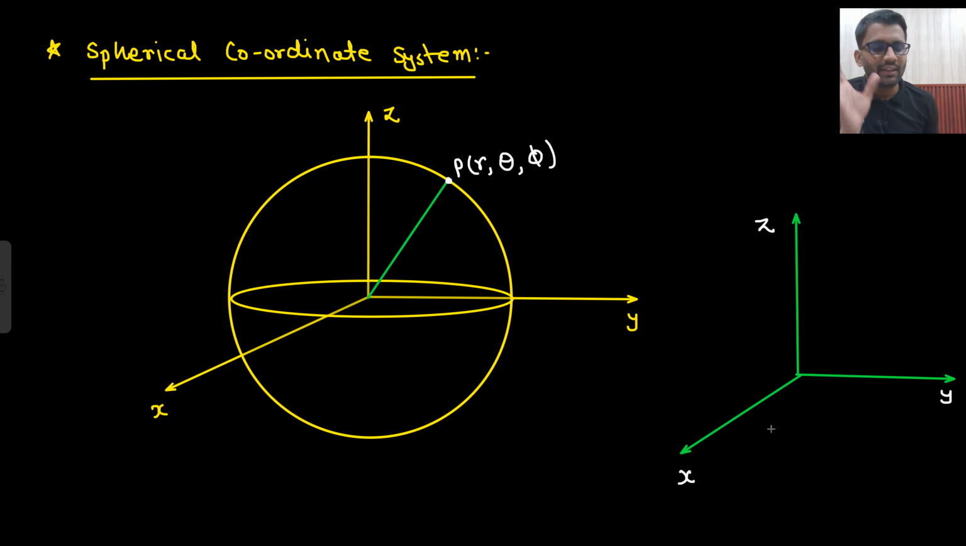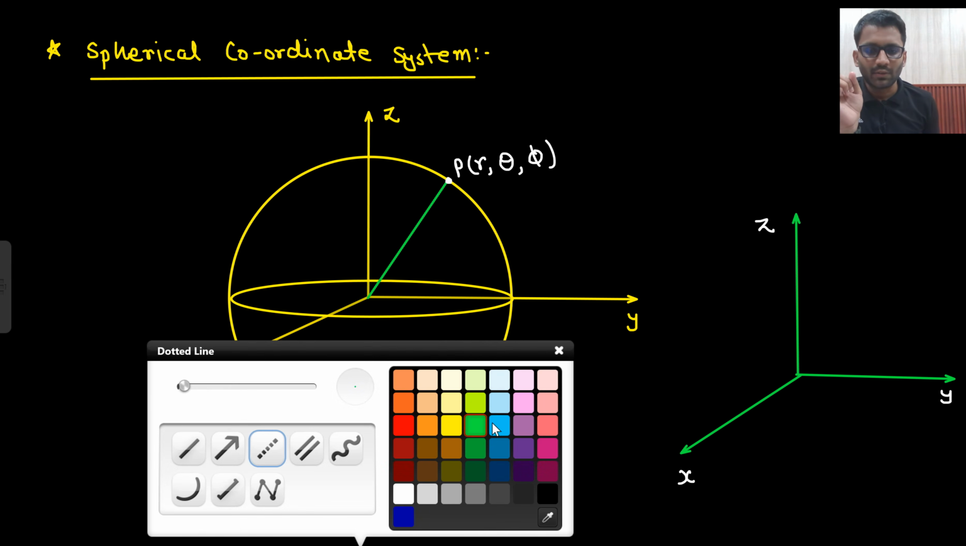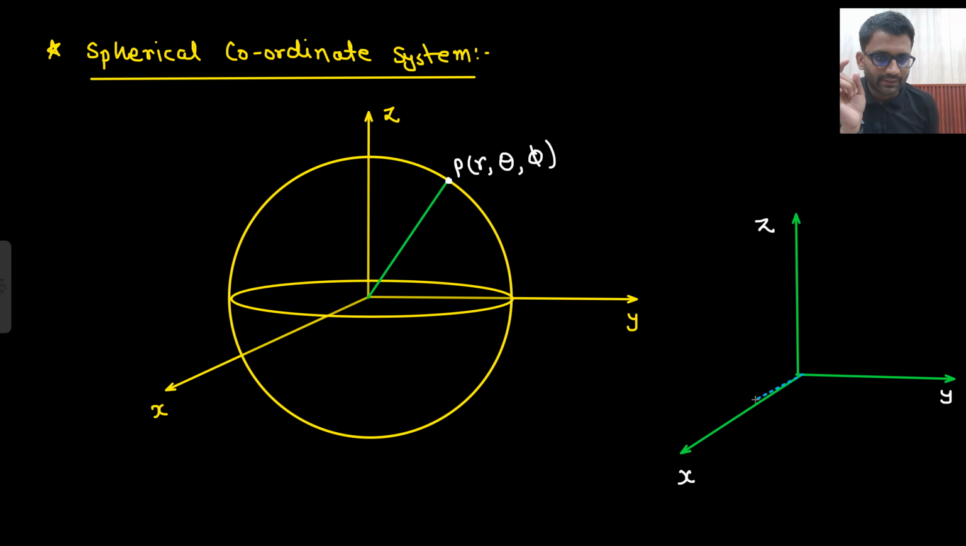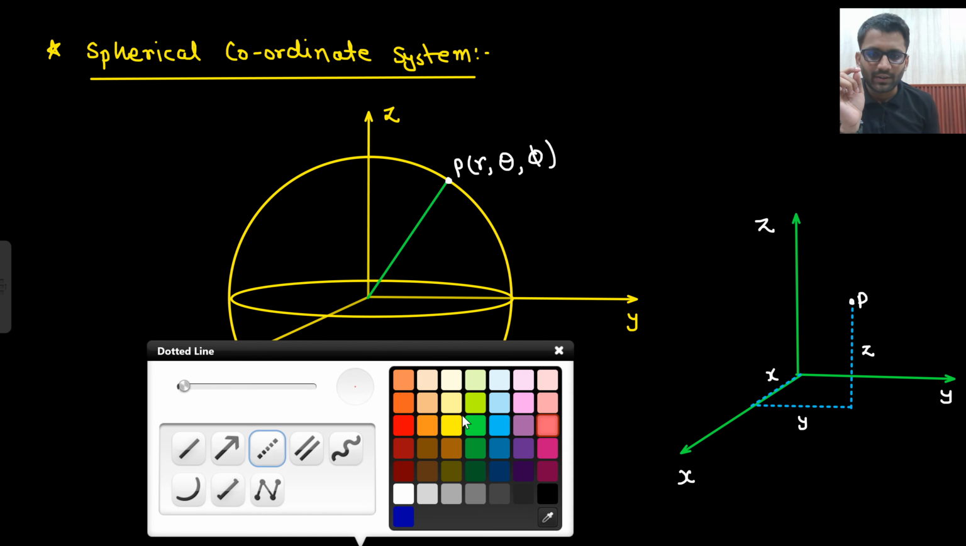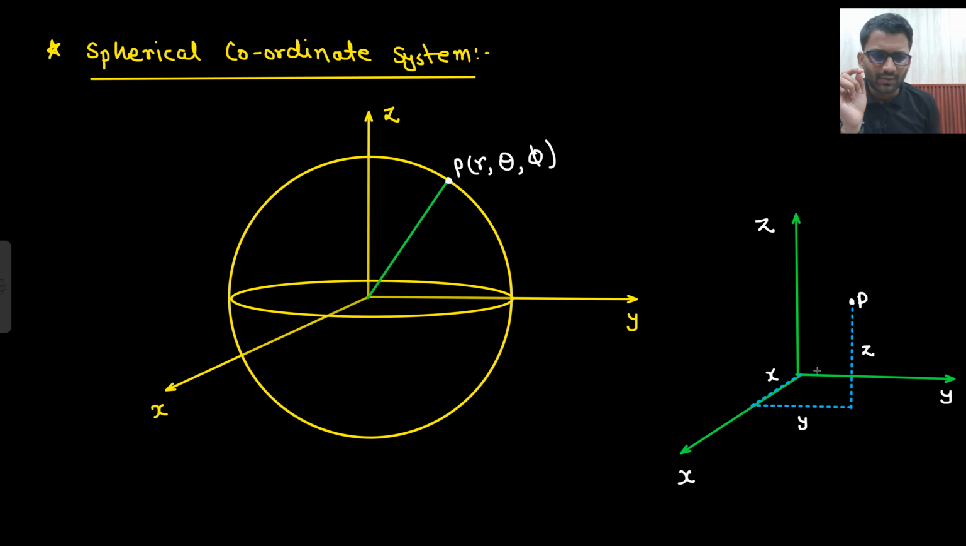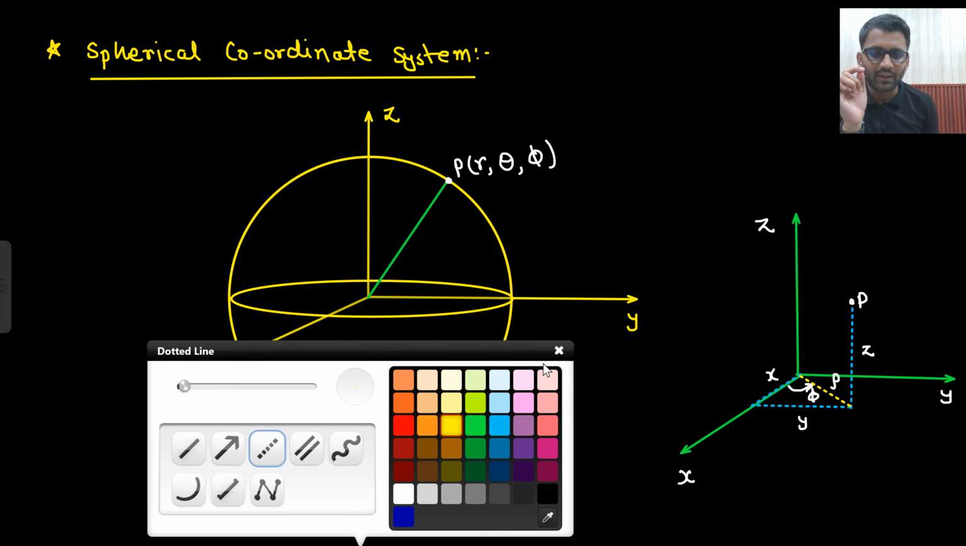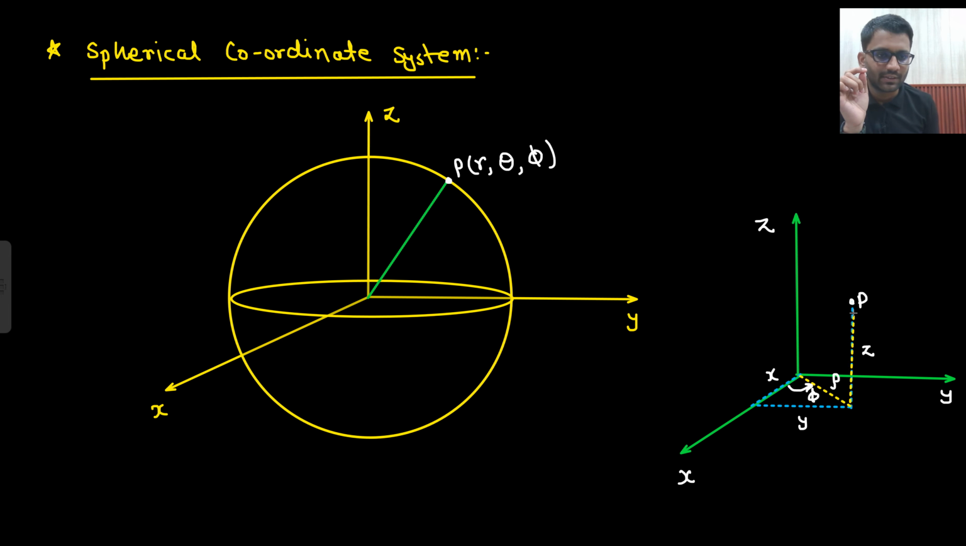So till now we have seen 3 ways of reaching the point P. What was the first one? That you walk X, then you walk Y, and then you walk Z. We will reach point P. In the second way, what we did? We directly came here for rho distance, making an angle phi with x axis, and then we traveled z distance.